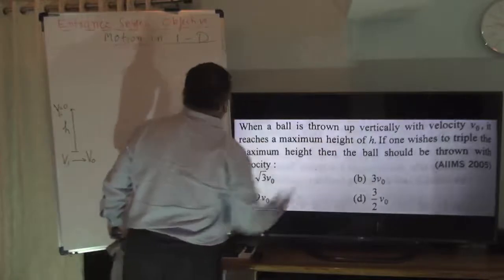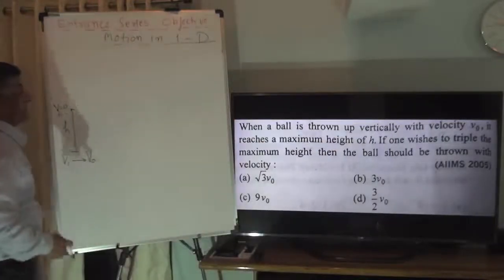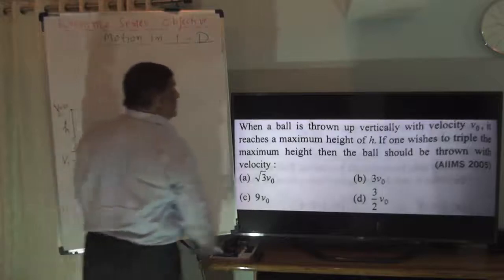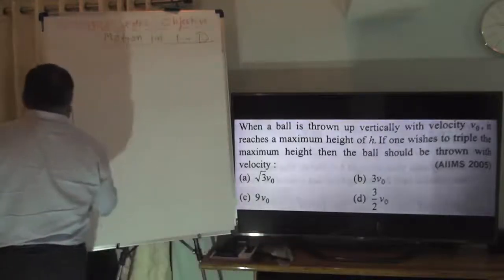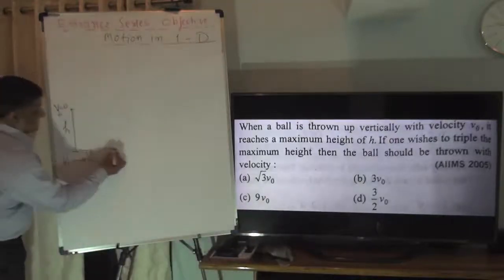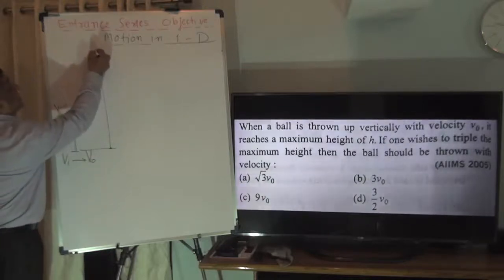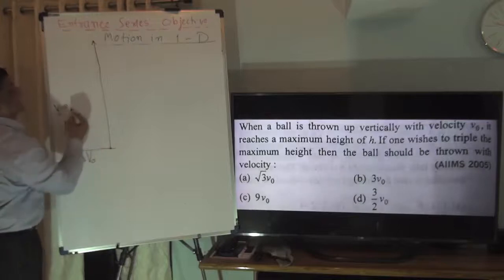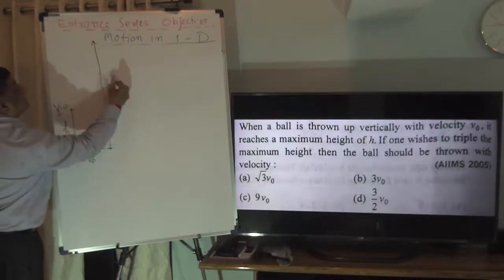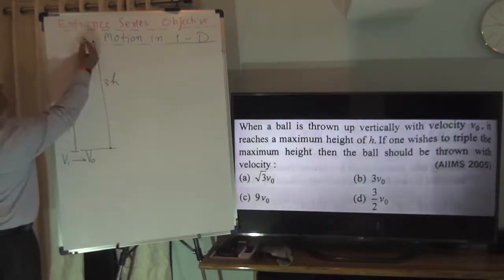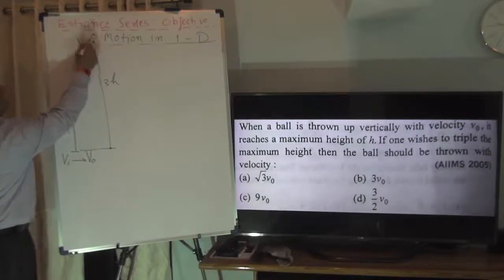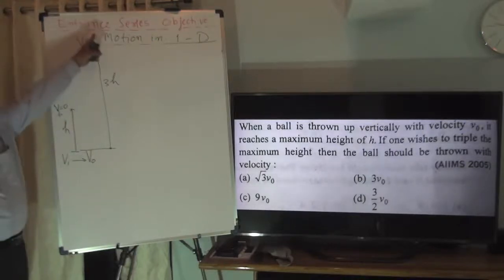Maximum height of h, और ये height है h. If one wishes to triple the maximum height, अब यहां से हमने कोई दूसरी वेलोसिटी से भेजा और वो इतनी ऊपर चली गई. हाउ मच इज दिस हाइट इक्वल टू 3h. यहां जाके अब इसकी वेलोसिटी फाइनल क्या हो गई? 0. This is maximum height.